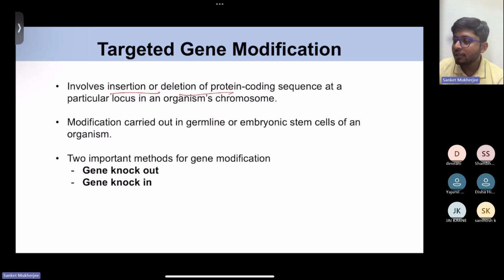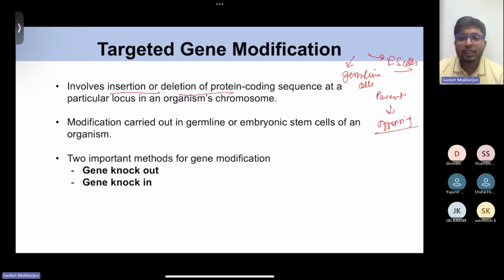Modification can be carried out either in germline cells or the embryonic stem cells. And we will discuss how both of these are important, how they are different. But ideally, the objective is that wherever you do this modification, it will be transferred from the parent to the offspring. So that is ideally the intention of doing any kind of gene modification.